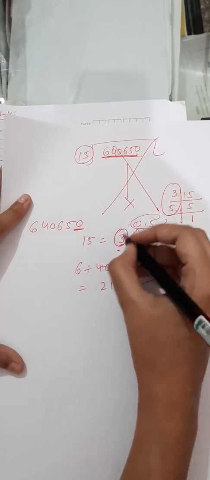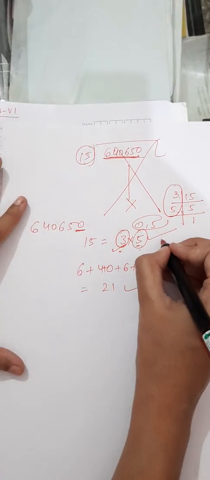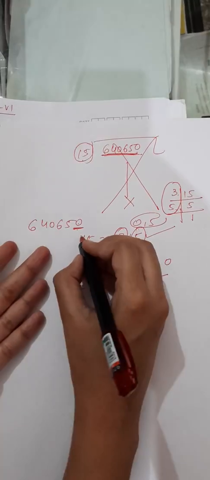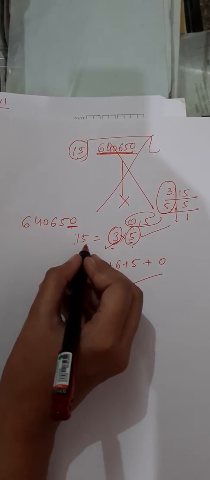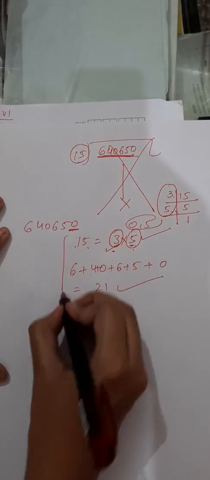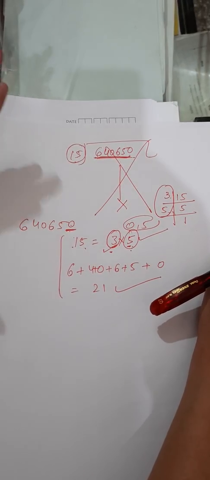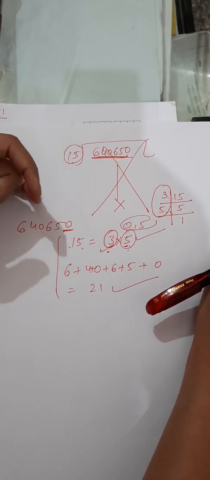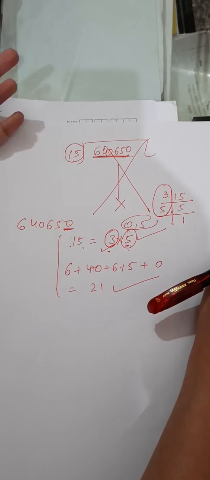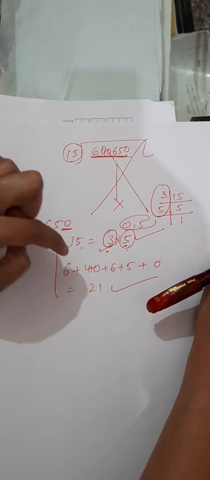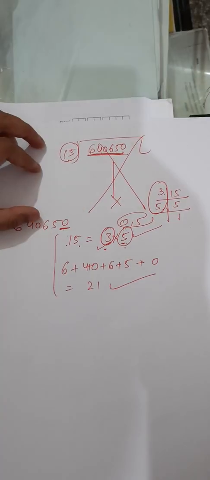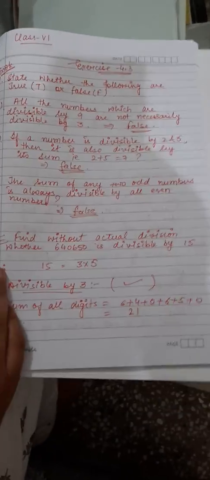Now the given number is divisible by 3 and 5, which are the factors of 15. So if the number is divisible by 3 and 5, that means it is divisible by 15 also. So that's how we have done it without doing the actual division. Only and only check whether the given number is divisible by its factors or not. If it is not, then that means the number is not divisible by the given number either. Now let us see the solution, how we have written here.